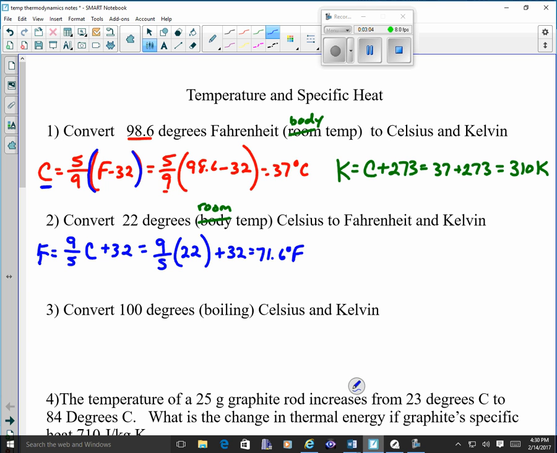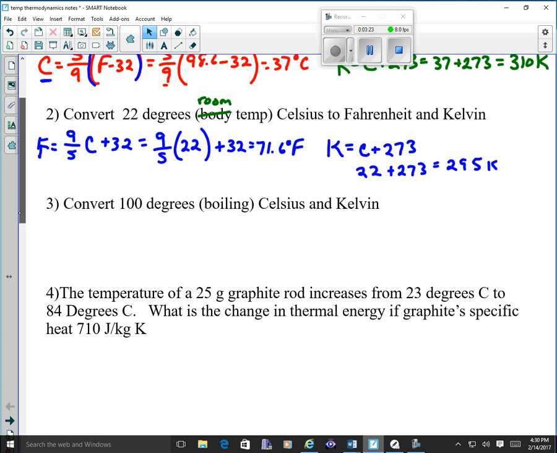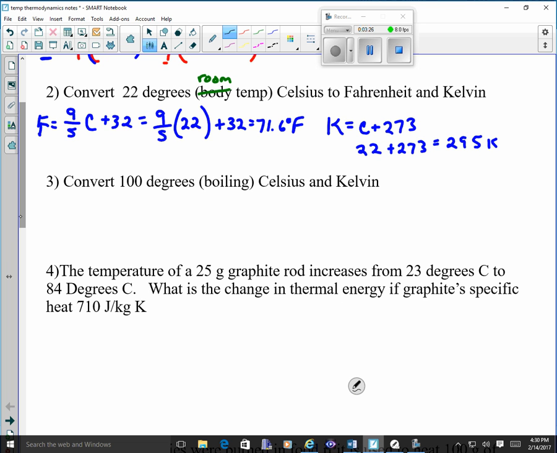Once again, to get to Kelvin, you simply take the Celsius temperature plus 273. So I'm going to take that 22 degrees Celsius, add 273. So this room right now ends up being about 295 K. This last one is pretty easy, because all you got to do is convert the Celsius to Kelvin. So Kelvin equals Celsius plus 273. So I take 100 degrees Celsius plus 273, and boiling in Kelvin is a blazing 373 K.